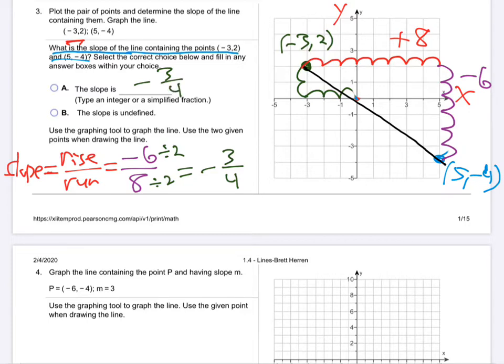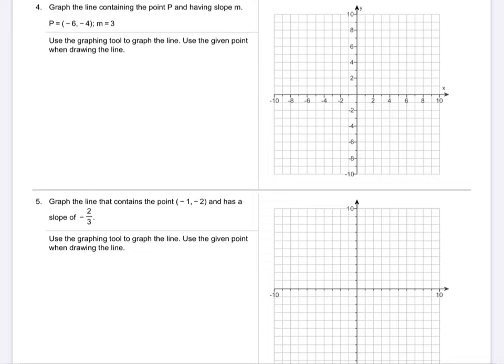Number 4. Now they're giving us a point. Probably too small to see. Let me make it bigger. Minus 6, minus 4, and M equals 3. Now, what's the M thing? Do you know what M stands for? Slope. Yeah, M is the letter they use for slope. Why don't they just use S? Why in the world do they use M?